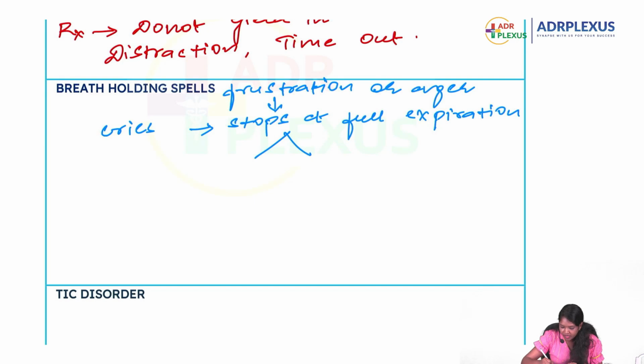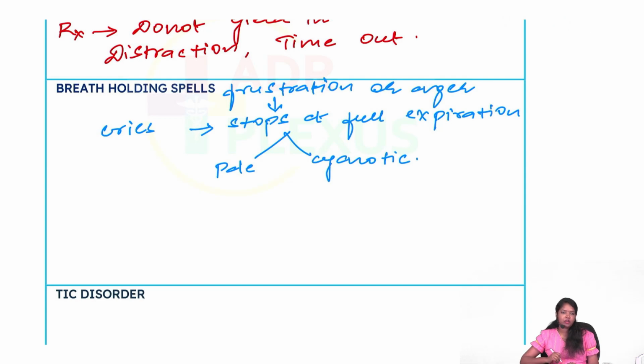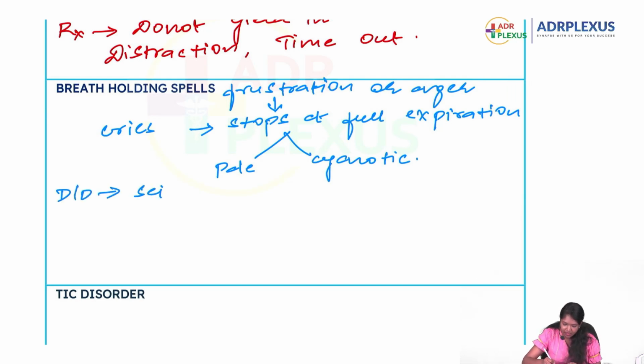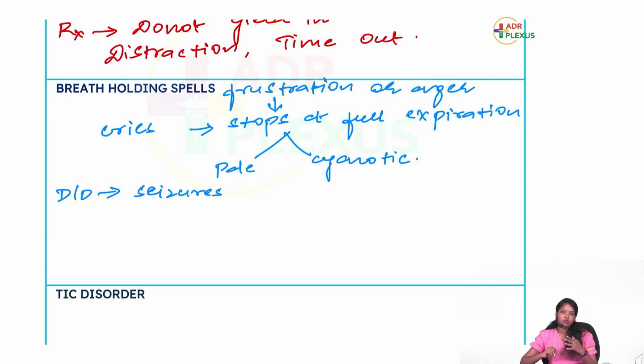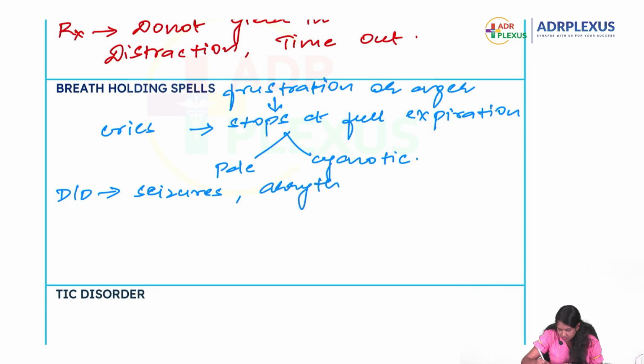Then the baby can become either pale or cyanotic. So you have two types of breath holding spell: pallid spell and cyanotic spell. Differential diagnosis: sometimes it can look like seizures because it is very worrisome, right? You see a child who is crying and then suddenly stops breathing, not moving his or her limb. So differential diagnosis are seizures, arrhythmia. Okay, these are differential diagnosis.